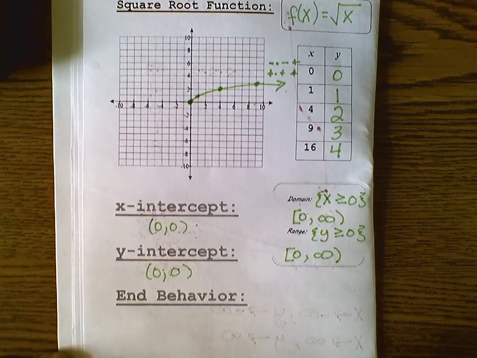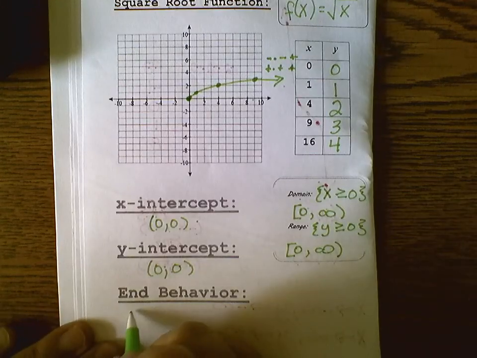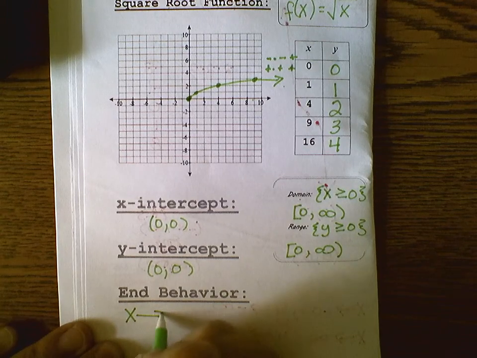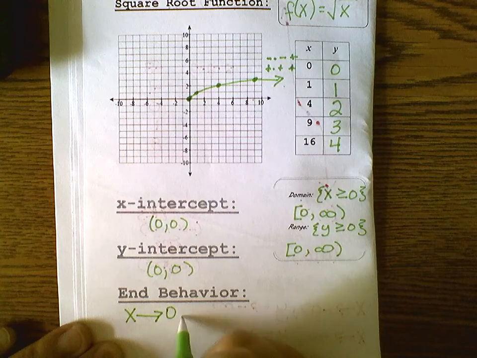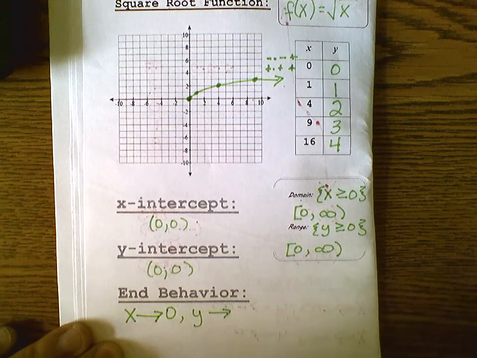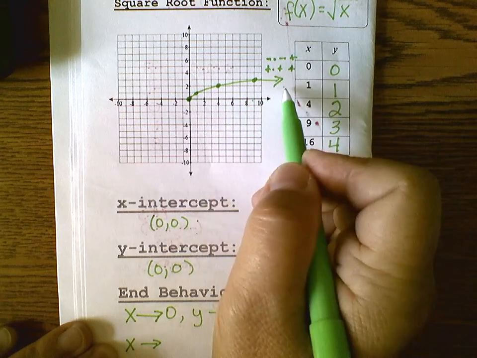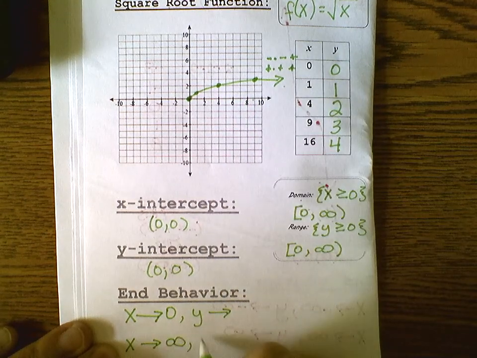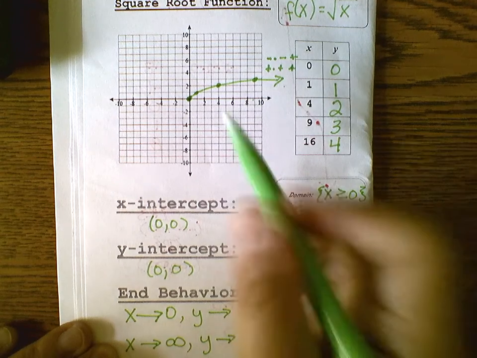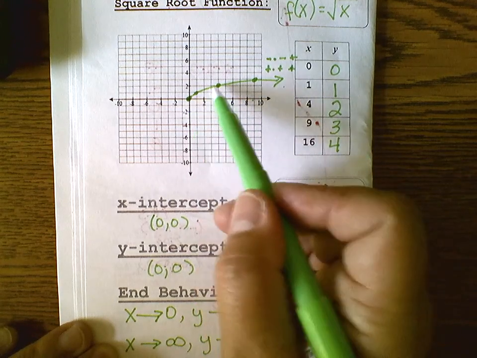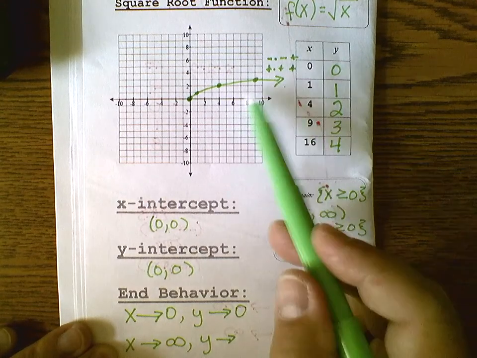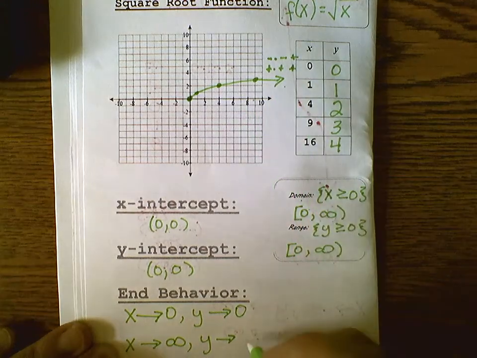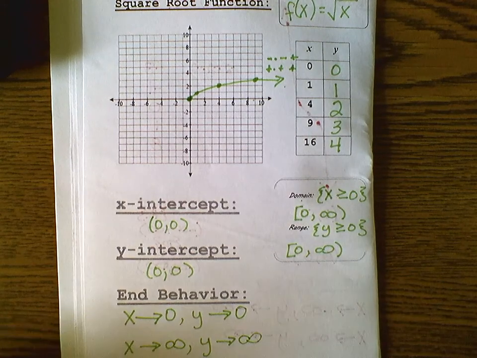The end behavior on this one is a little different because as x goes to the left, it doesn't go to infinity. It just goes to 0. It doesn't go any further. And then as x goes to positive infinity, because it does keep going forever. So as x goes to 0, y also goes to 0. And as x goes to positive infinity, y also goes to positive infinity.